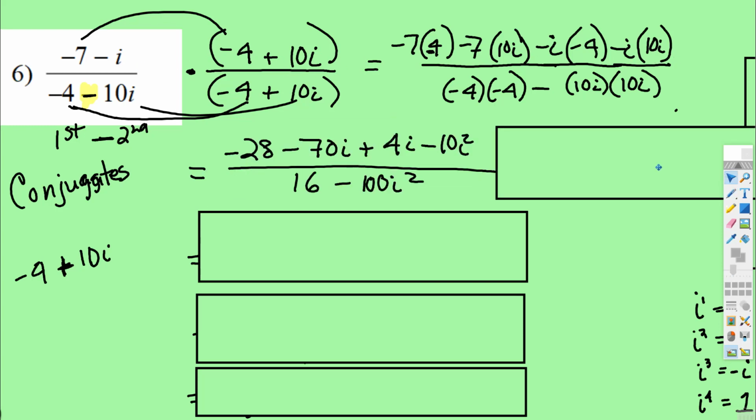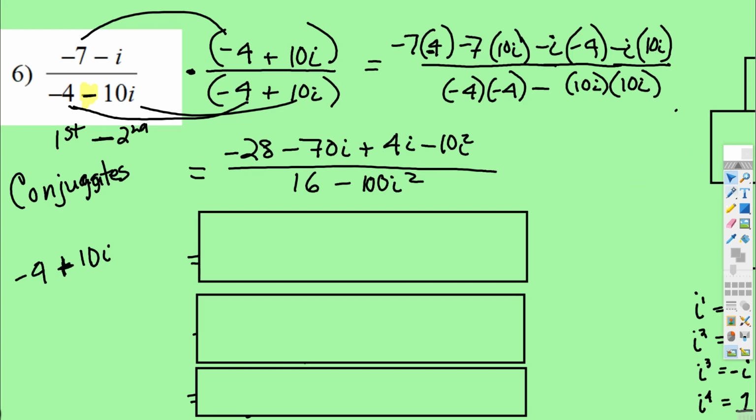And then when you simplify that, this becomes positive 28, not negative 28. I just left off that negative sign there. And then negative 7 times 10i is negative 70i. Negative 4 times negative i is positive 4i. And then negative i times 10i is negative 10i squared, which cancels to negative 1. Negative 10 times negative 1 is positive 10. And now we have 10 plus 28 and negative 70i plus positive 4i.